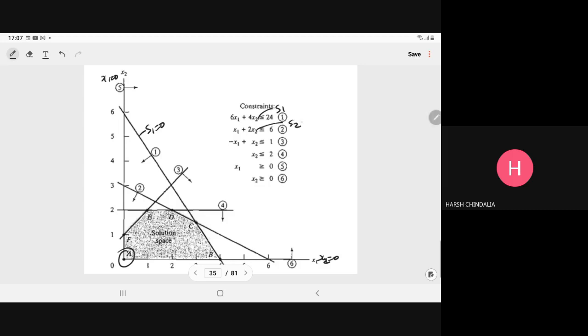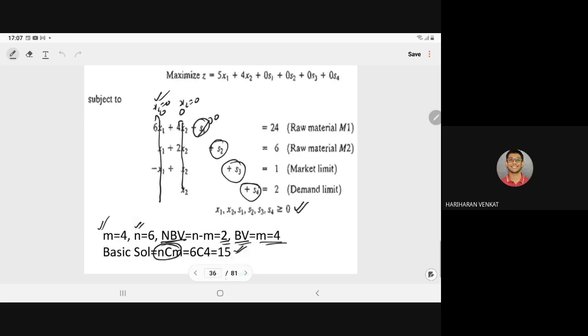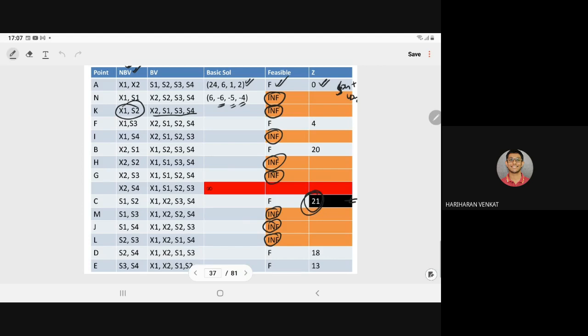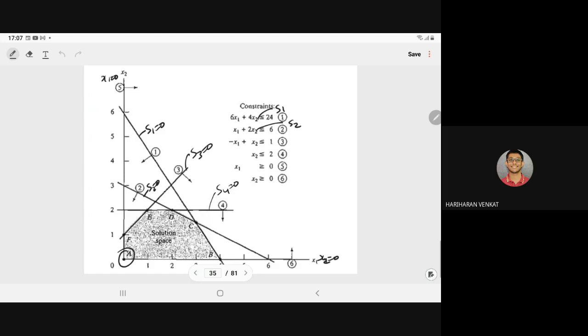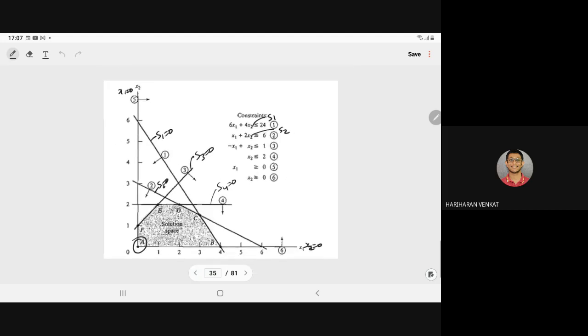When we add here the s2, it means s2 is equal to 0, then only it is the line of x1 plus 2x2 is equal to 6. So here it is the line of s2 is equal to 0. Here we have the line of s3 is equal to 0, and this is the line of s4 is equal to 0. So different coordinates we will get. So here we have x1, x2 is equal to 0. Then after, x1 is equal to 0, s1 is equal to 0. The point is N.